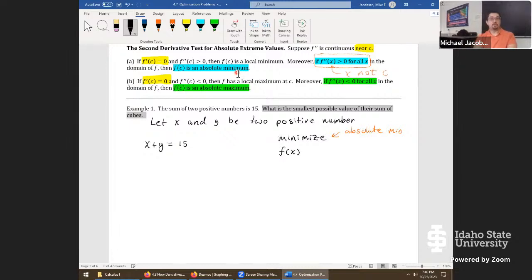We need a function, right? You cannot do the second derivative test unless you put a function down. So this is the thing I'm minimizing. F of x equals, and they say sum of, so we're adding things together, cubes, referring to x and y being cubed, so it'd be x cubed plus y cubed, and that's our function to minimize right here.